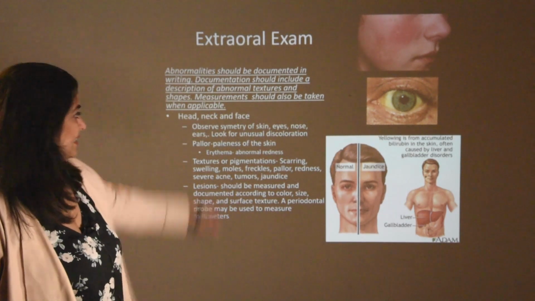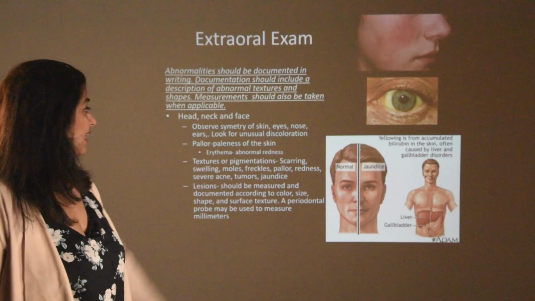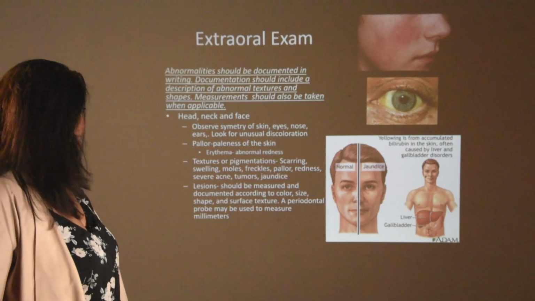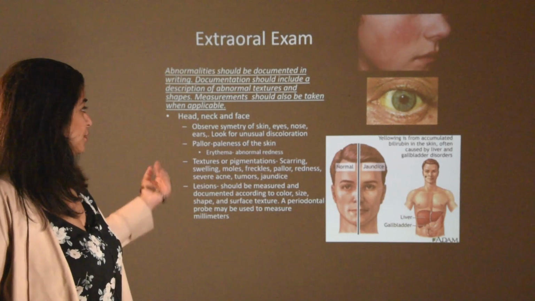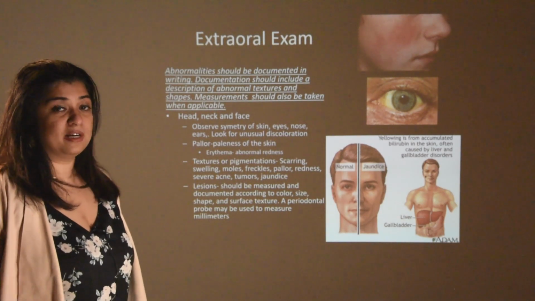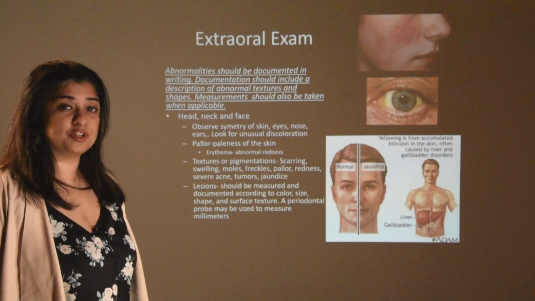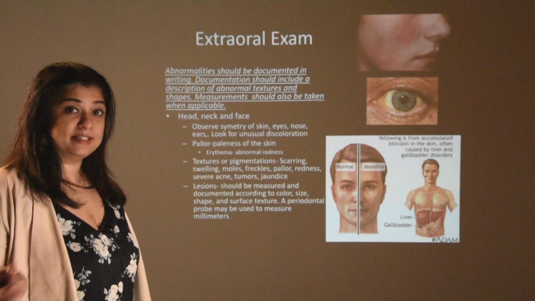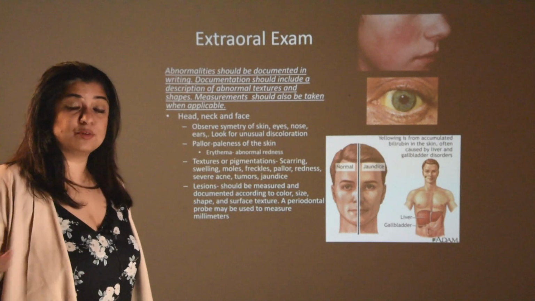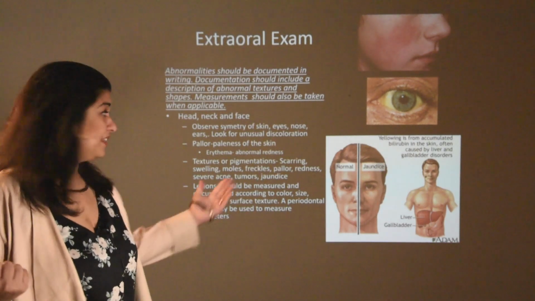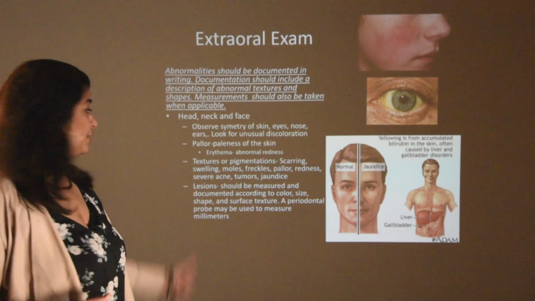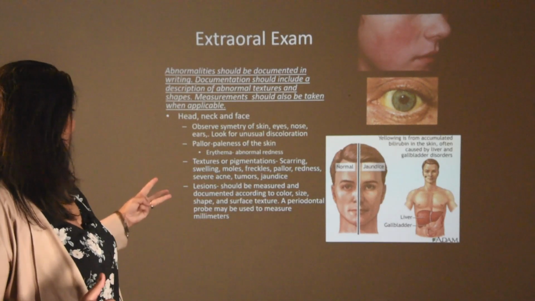Also, you want to look at the eyes. As you can see, the person in the picture there, his eyes are yellowish. So you know that there's something going on, maybe this particular patient has jaundice. So you may want to refer them to their healthcare physician who can run a blood panel. That'll actually tell you what is wrong with their enzymes in the liver. Sometimes you can catch a lot of hepatitis patients in this manner. Now, lesions should be measured, documented down to details of color, size, shape, surface texture.